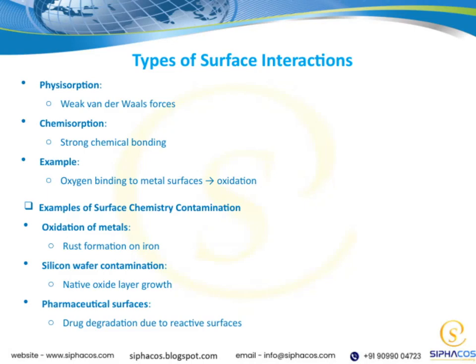Let's take a closer look at some common examples of surface chemistry contamination. First, oxidation of metals is a classic case.